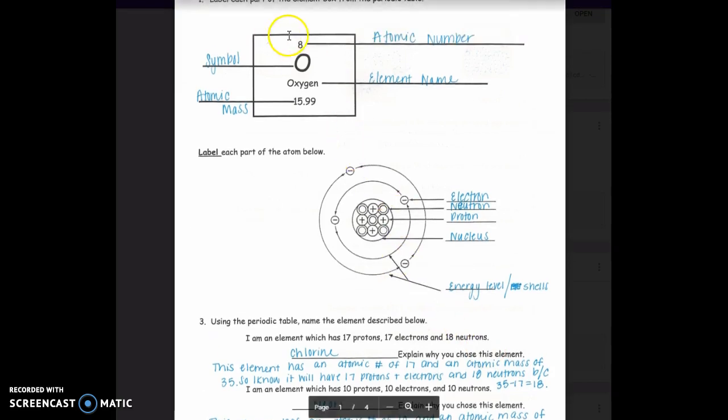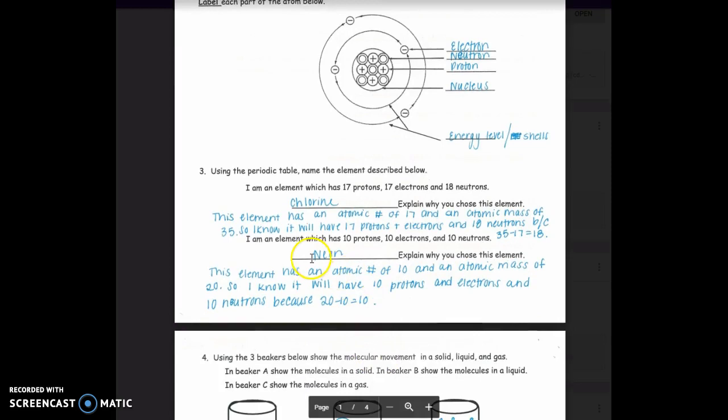So here's the atomic number here. So it would say 17. And then the mass is here. It says 35. So you know it has 17 protons and electrons because of the atomic number. And you would figure out how many neutrons it has by doing the math. Okay, that makes sense to me now.